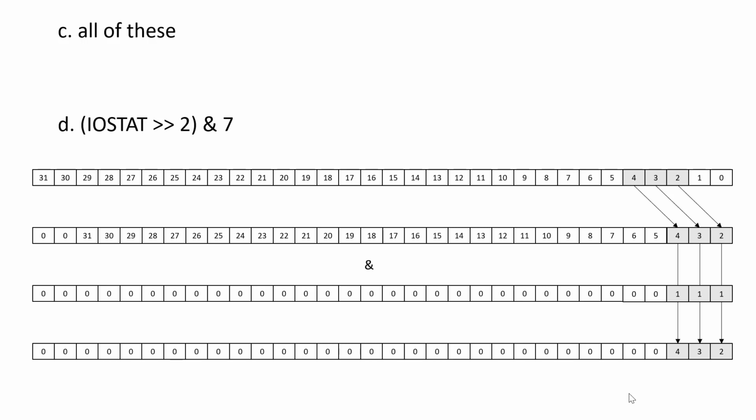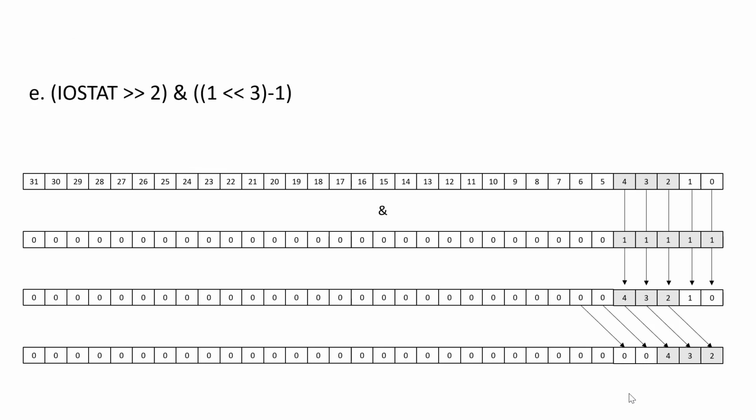And then one of the options was D, which was IO stat shifted: take the original value, shifted 2 bits to the right. That puts bit position 2 into bit position 0, and bit position 4 into bit position 2. And then you mask off the 3 low order bits, and you end up with nothing left over except bit position 4 down to 2, right? So that works. That one's good.